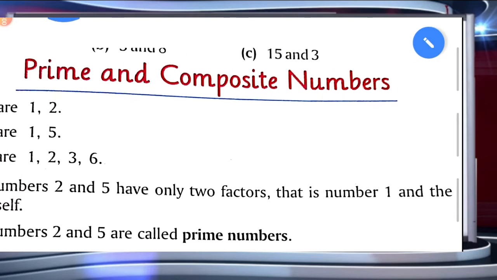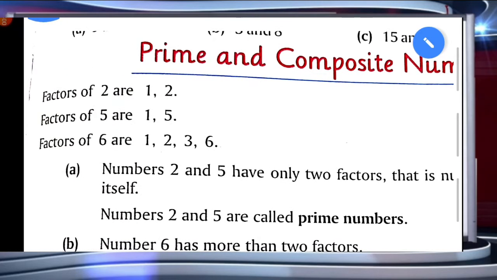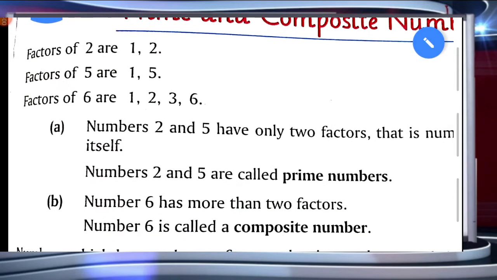Today, we will learn prime and composite numbers. We will start with finding out the factors. Students, in the previous class, we have learned how to find out the factors. So, factors of 2 are 1 and 2, factors of 5 are 1 and 5, and factors of 6 are 1, 2, 3 and 6.